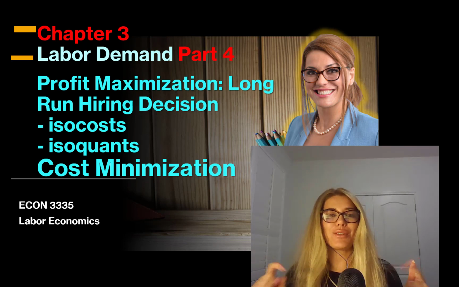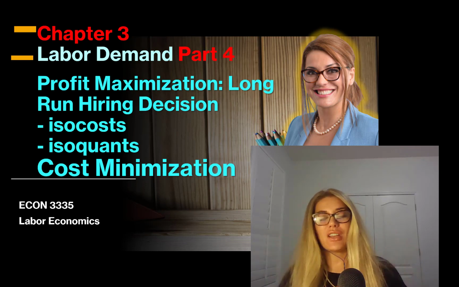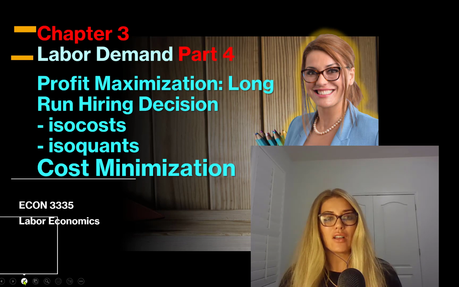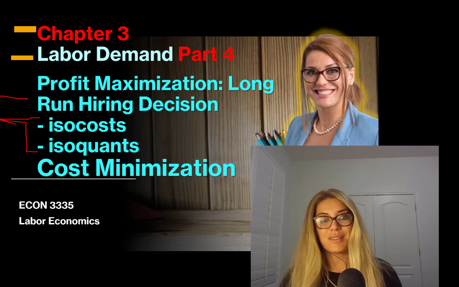Labor Economics Chapter 3, Labor Demand Chapter, Part 4. In this part, we will talk about the relationship between profit maximization and cost minimization. We will also talk about isoquants and isocosts and how they help us to determine the profit maximization issue.